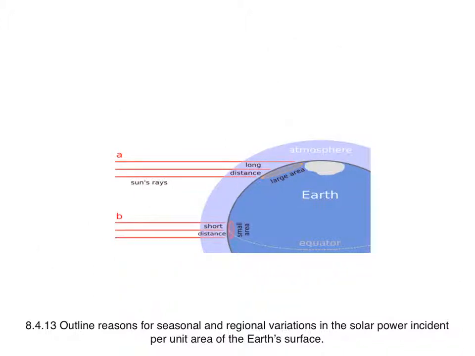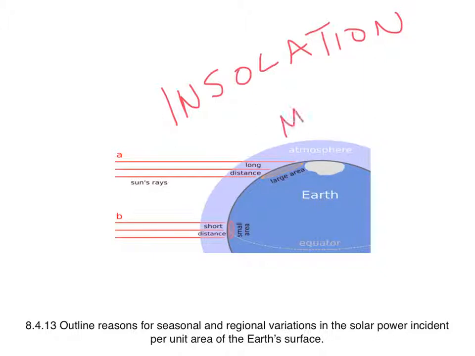A term you may run across is the daily insolation. That's INSOLATION. That's the amount of sunlight received per square meter per day, measured in megajoules per square meter per day.